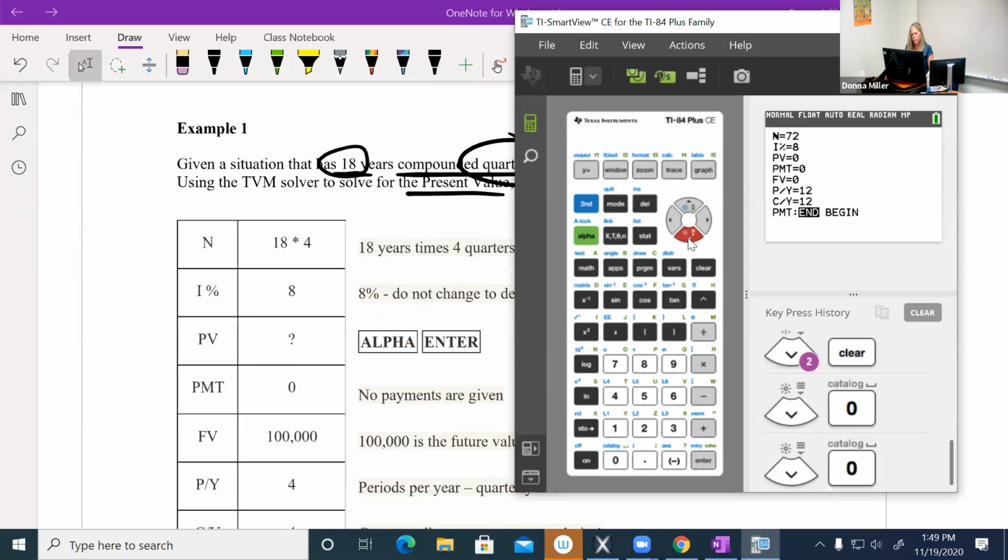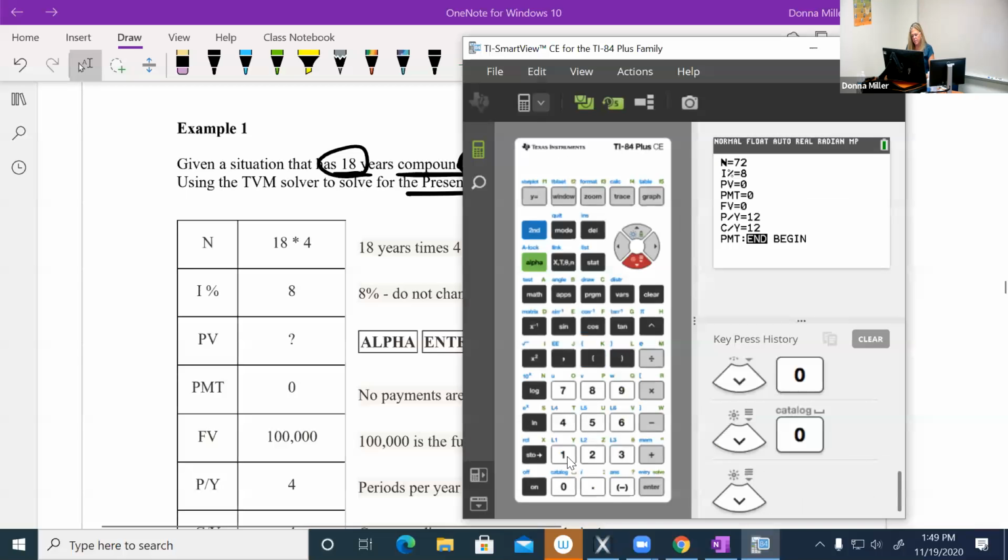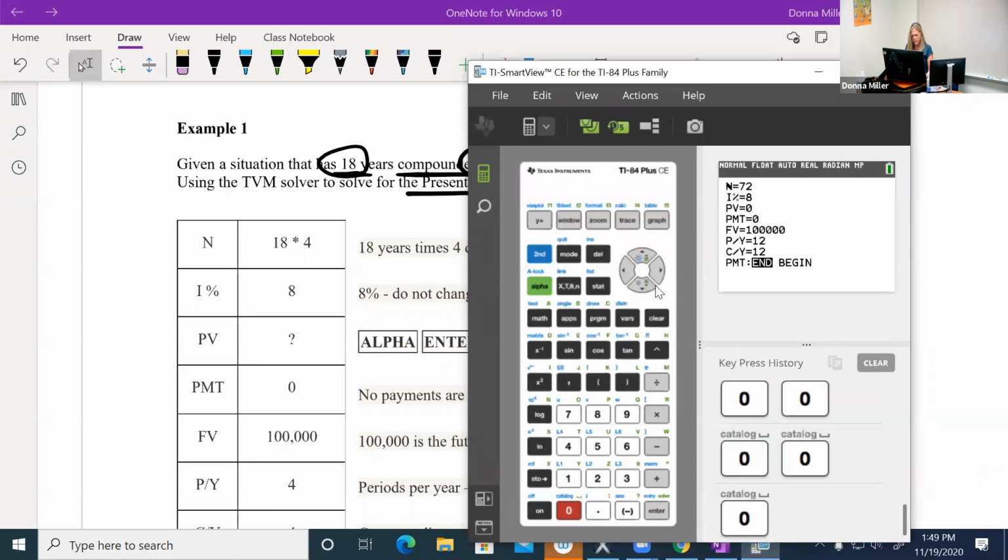The future value, they told me the value of the money was $100,000. It's coming out of the bank into my pocket, so that's a positive 100,000. The number of times per year I compound was quarterly, so that's 4 times a year. Once I change this to 4, that automatically changes to 4. The one thing I want to solve for is the present value. I want to know what I need to deposit so that 18 years from now I have $100,000 in the bank.